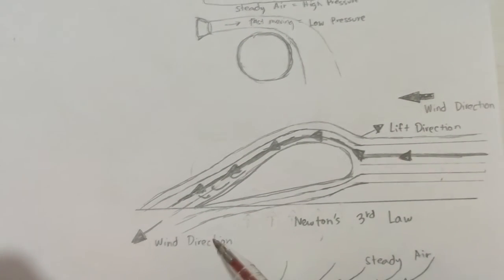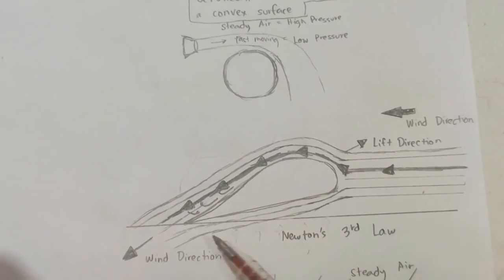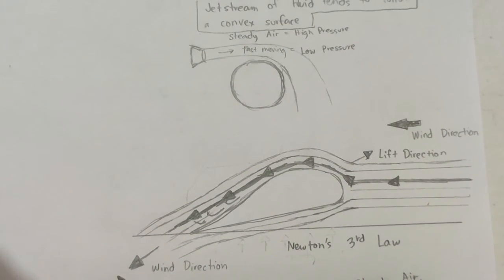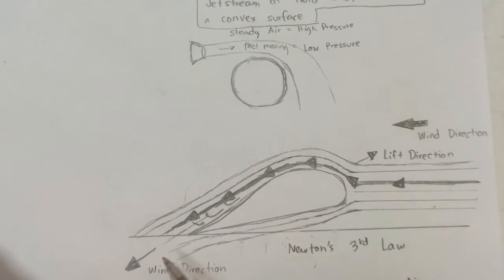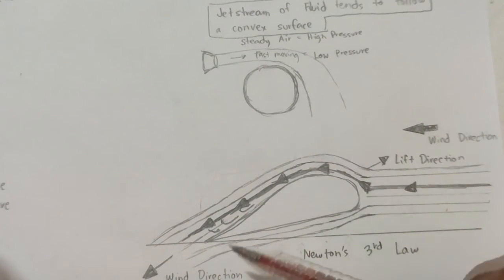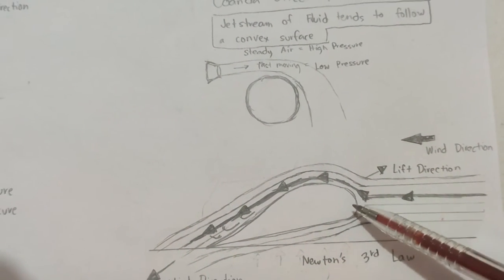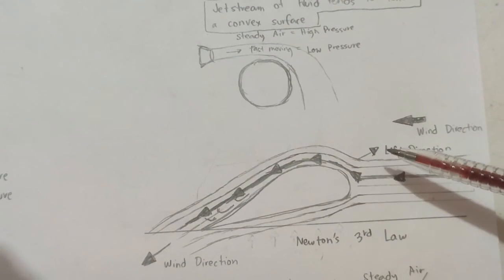Now, if you remember Newton's third law of motion, in every action there's an equal and opposite reaction. The wind being pushed down will create lift, the opposite reaction. As the wind goes down, the airfoil, or the wing, produces lift.